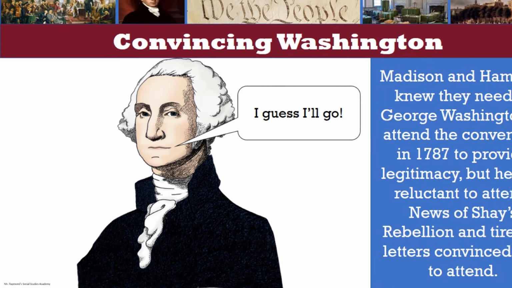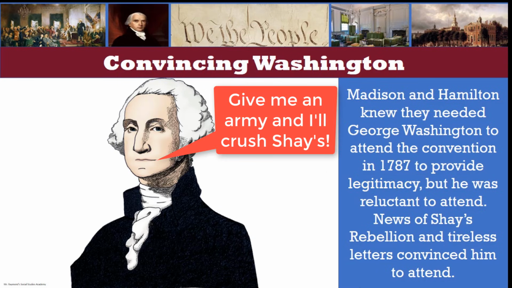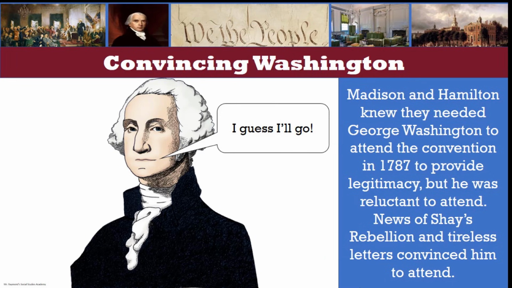Madison and Hamilton knew they needed George Washington to attend the convention in 1787 to provide legitimacy, but he was reluctant to attend. News of Shays' Rebellion and tireless letters from Madison and Hamilton convinced him to go.